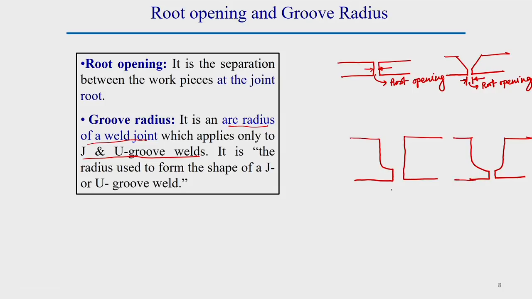So, in this case, what is this groove radius? Groove radius is the radius generally used to make this J groove edge preparation, and here the U groove edge preparation. A radius R is used to form this J groove or to form the U shape. To form the J shape or the U shape, this radius is provided here.